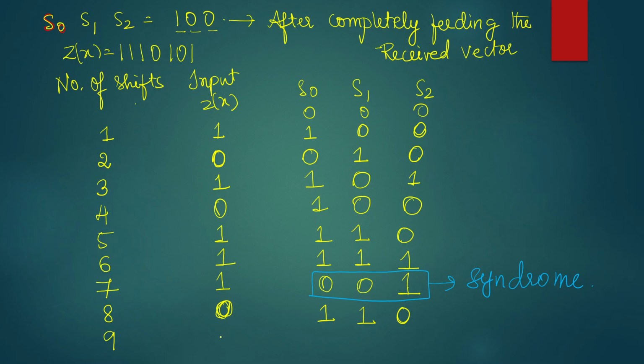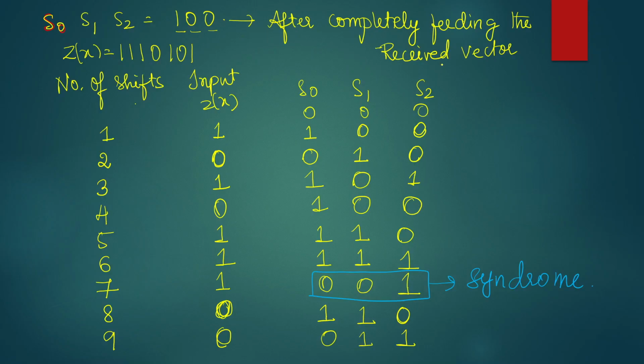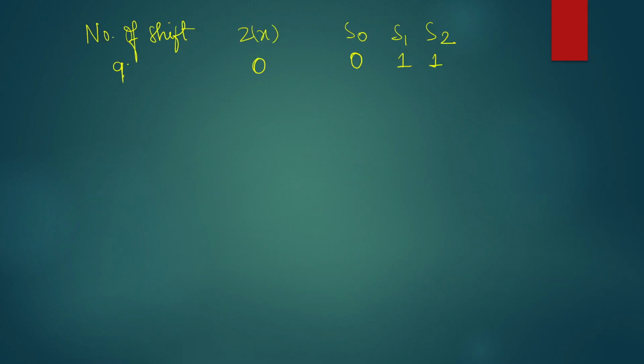In the ninth shift, again you will send a 0. So 0 plus 0 is 0. 1 plus 0 is 1. This 1 gets shifted to the right. So I'll continue that. Number of shifts, the input that you are giving, S0, S1, S2. So currently we are in ninth shift. In the ninth shift we gave 0, again 0, 1, 1. So whatever the last one was there, I will just be writing that.